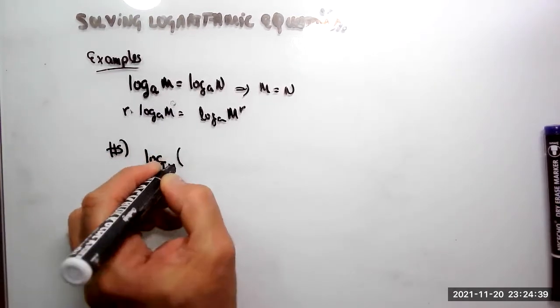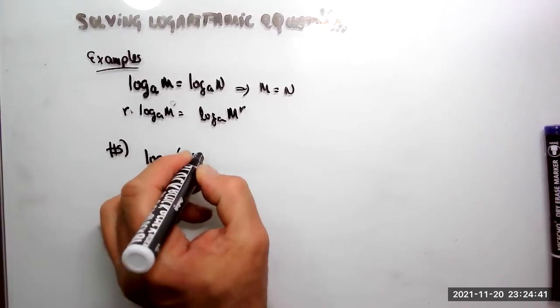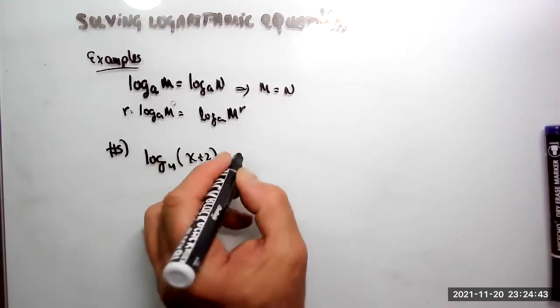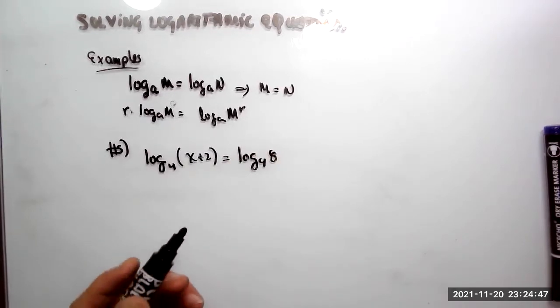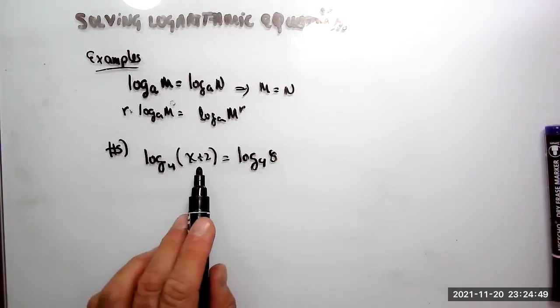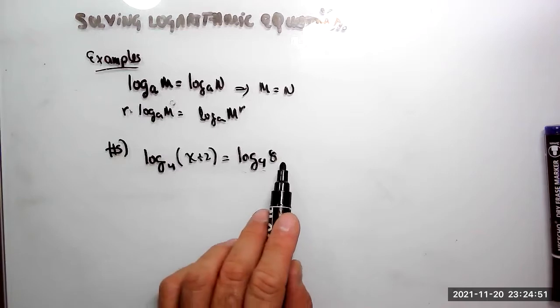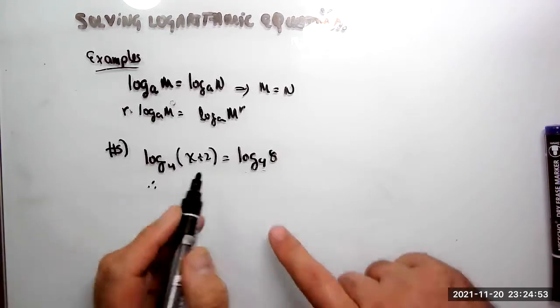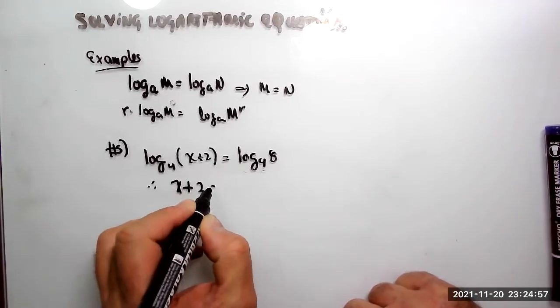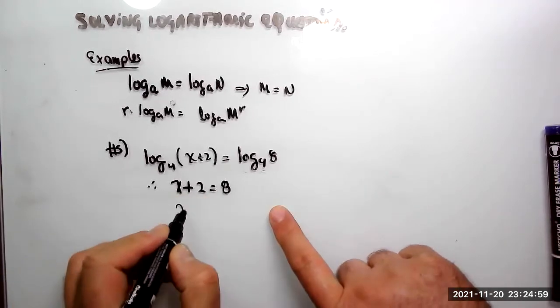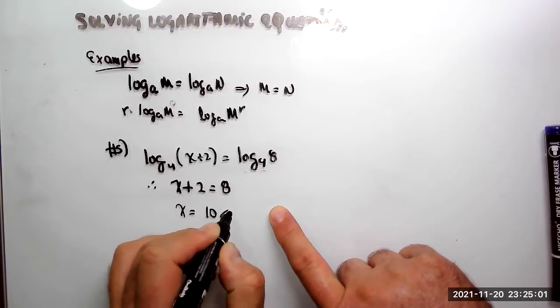Log base 4 of x plus 2 equals log base 4 of 8. Notice that we have log base 4 of something equal log base 4 of something. What can we conclude? That the two arguments must be the same. Therefore, x plus 2 must be equal to 8. Therefore, x equals 10, and we are done.